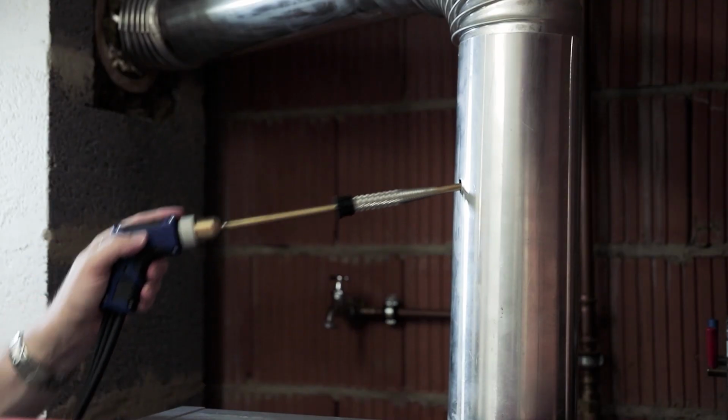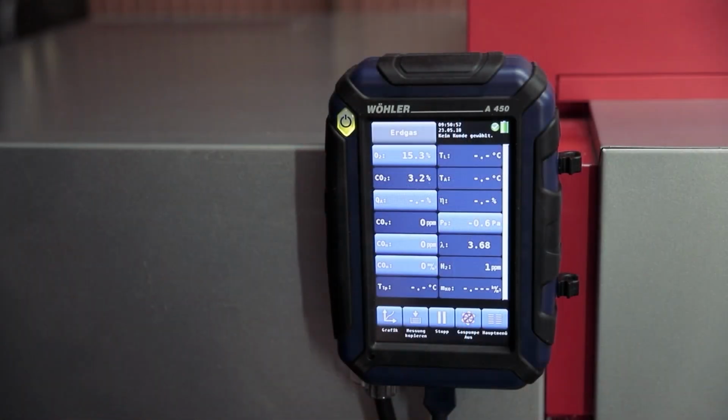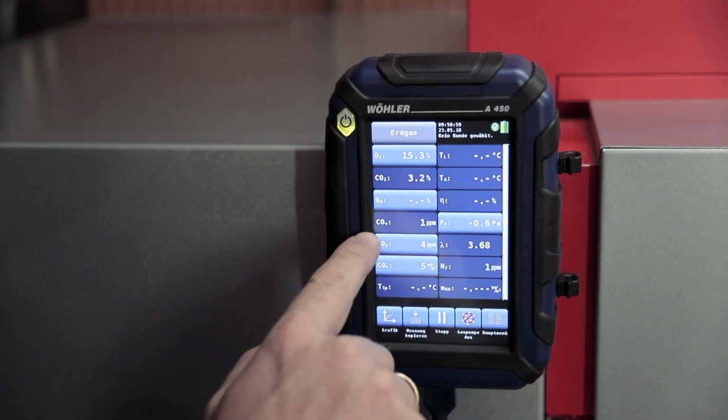The gas appliance has now been running for a few minutes. The Wöhler A450 has adjusted itself to the room, in other words, calibrated to 20% oxygen by volume, and now I can insert the probe and start measuring. The display now shows two CO values.